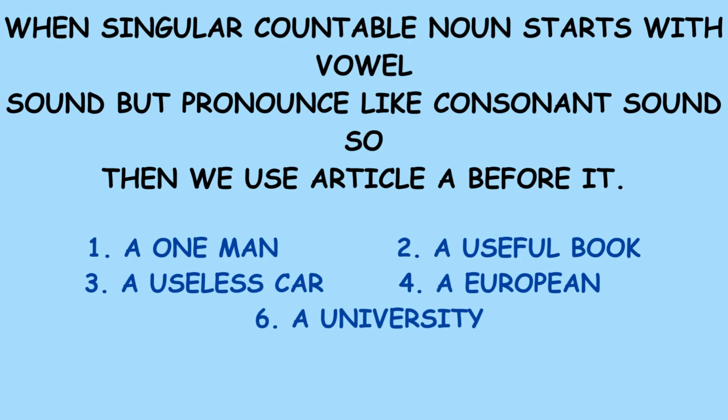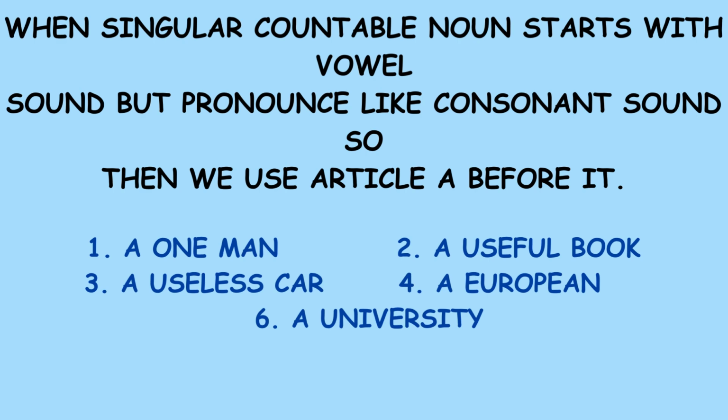Yes, and we come to the next rule, that is when a singular countable noun starts with a vowel sound but it is pronounced like a consonant sound. So at that time we use article a before it. For example, a one man, a useful book, a useless car, a European, a one-eyed giant, a university.